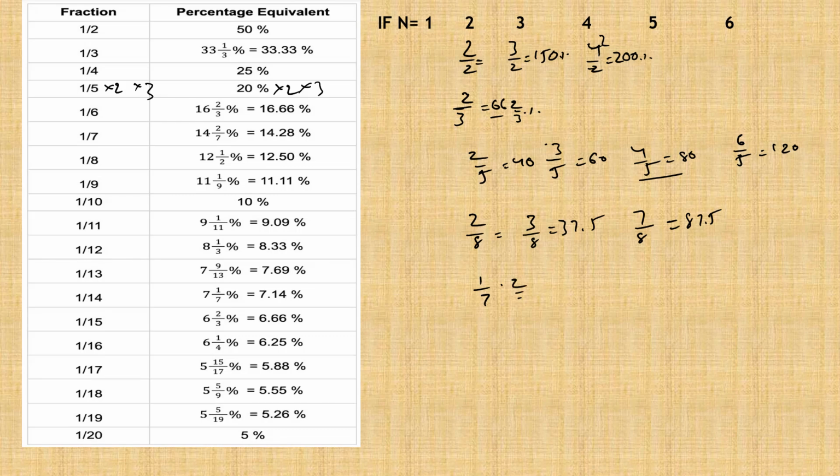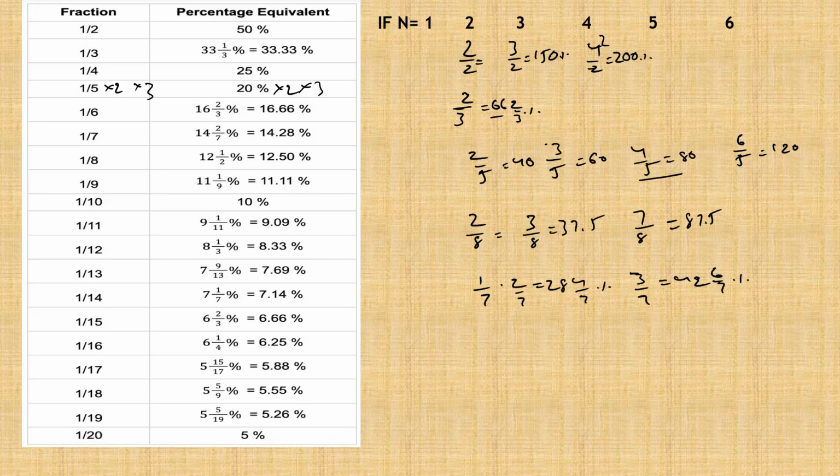7 denotes 28 4 by 7%. 3 by 7 denotes 42 6 by 7%. Like that, you need to remember everything.